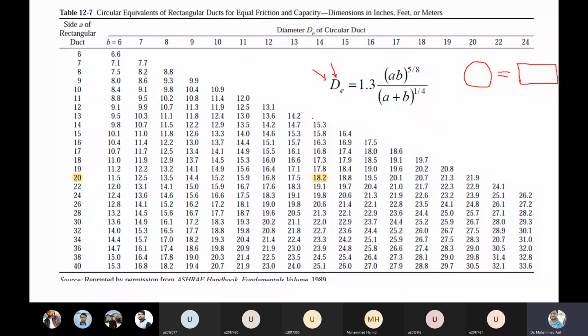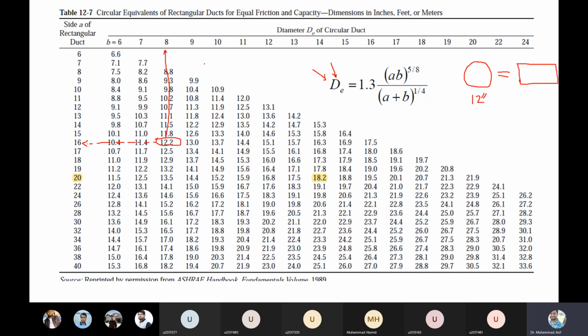For example, in the previous case you calculated the diameter to be 12 inches. So what should be the equivalent size of the duct? You can see these are the diameters, all given here. Let's say you select the 12.2. You can have this combination, which is equivalent to a 12-inch diameter. So you can select this duct, which has a height of 16 inches and a width of, let's say, 8 inches.